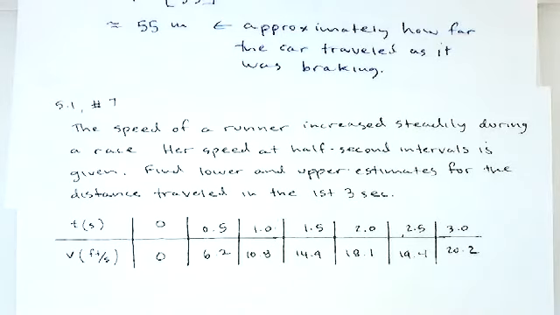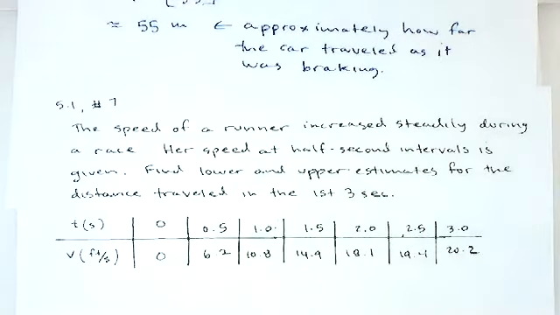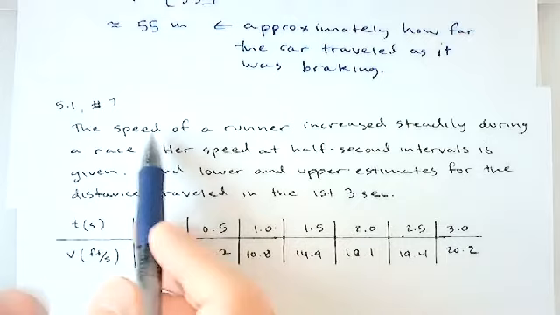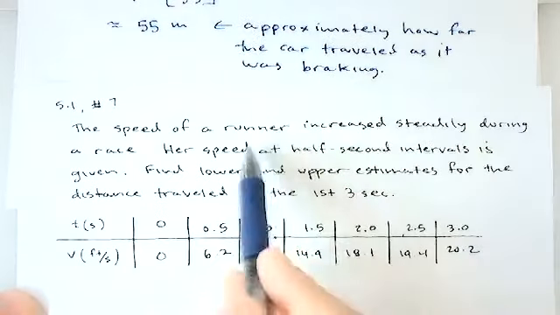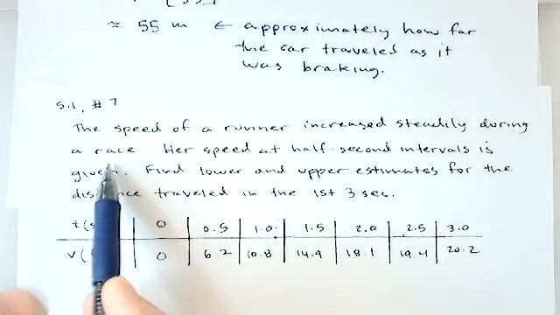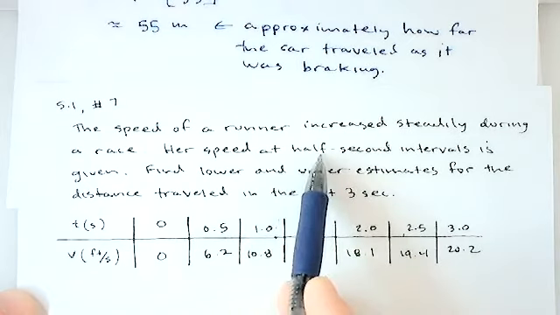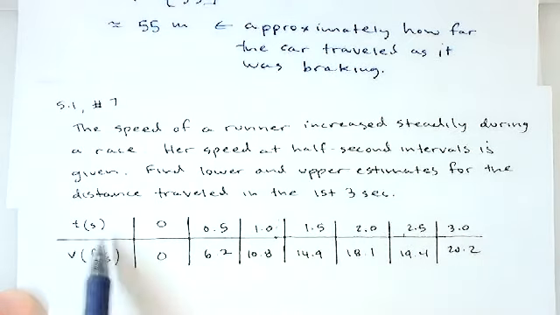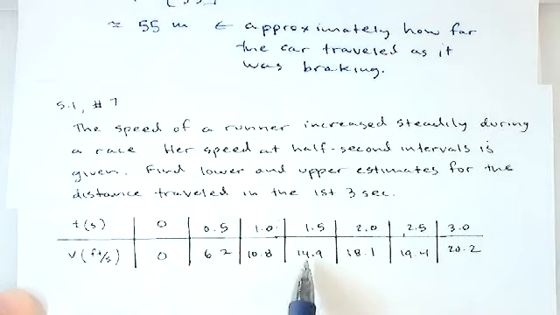I don't have an equation here. This is actually number 7 from the book, 5.1. And we're told that the speed, which is the same as velocity in this case, of a runner, so kind of like this one, is increasing steadily during a race. Somebody kept track of her speed at half-second intervals. So this table goes by half seconds all the way up to 3 seconds, and this is the runner's velocity at each of those checkpoints.